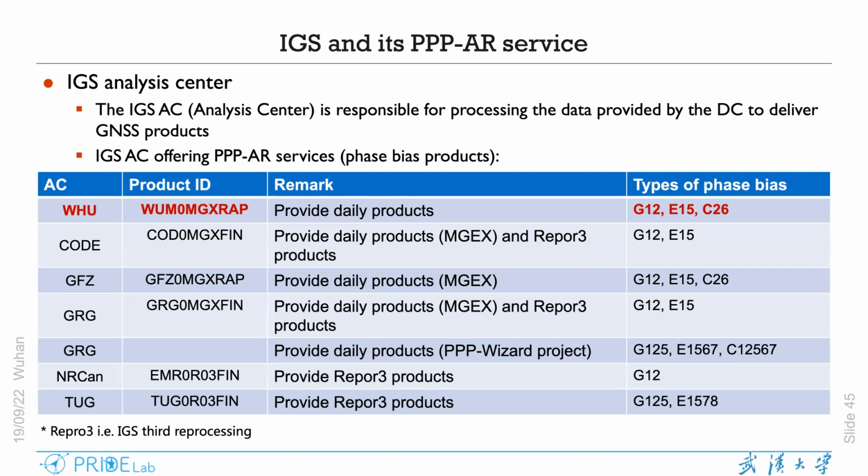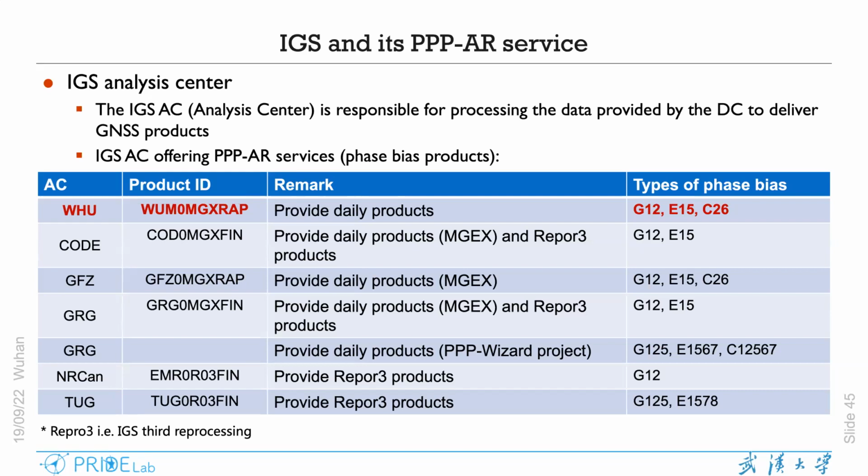All right. The second question: what is the difference between the PRIDE PPP-AR product and the IGS PPP-AR working group? Actually, there are two different things. The PRIDE PPP-AR is an open source software that you can use to do positioning at a single station, and to calculate the troposphere delays at a single station as well. And the IGS PPP-AR working group is an organization under the IGS to coordinate the generation of the phase-bias products. And at the moment, I'm the chair of this working group.